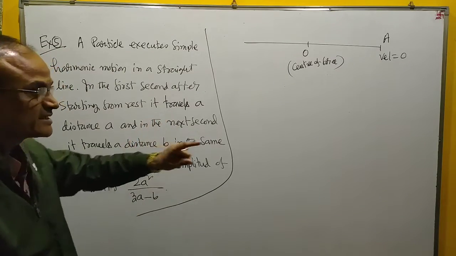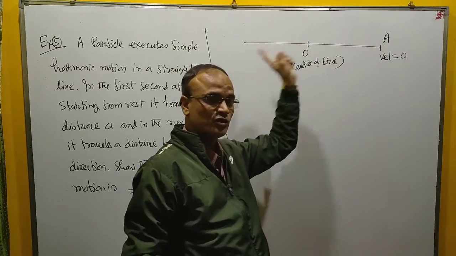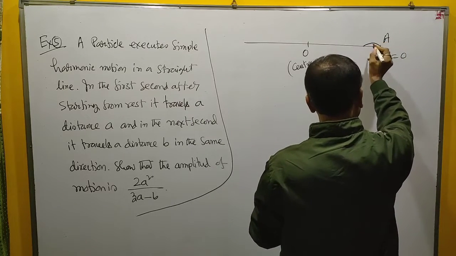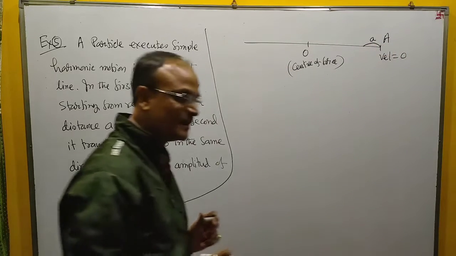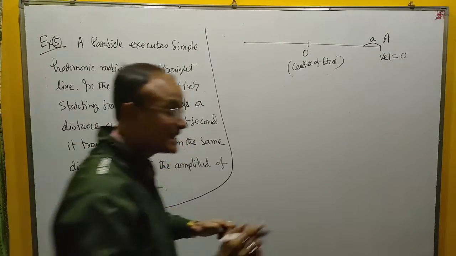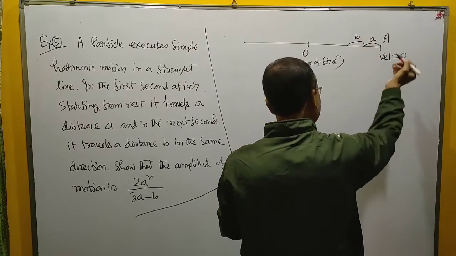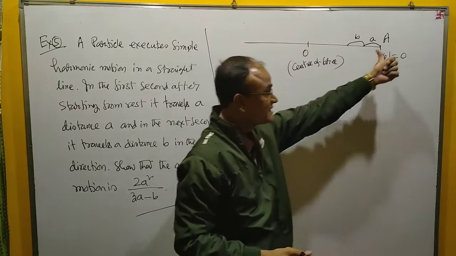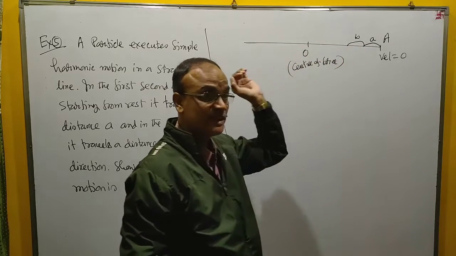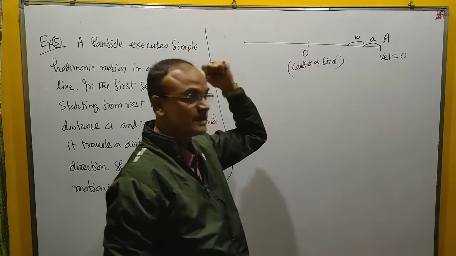After starting from rest, the particle is moving from A in this direction. In the first second, it travels a distance A. Also in the next second it travels a distance b, but in the same direction. In the same direction, it is starting from this. It is to travel the distance b. It is not going back towards a. It is in the same direction.